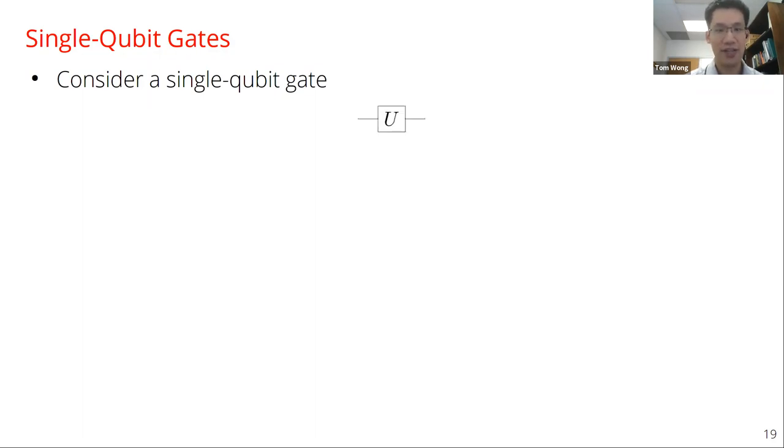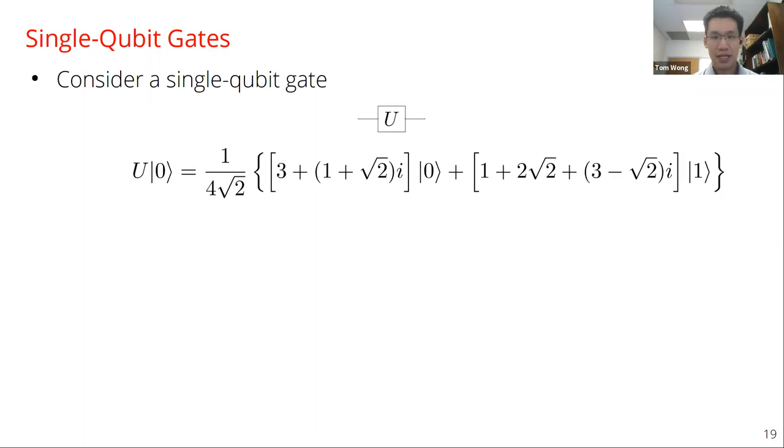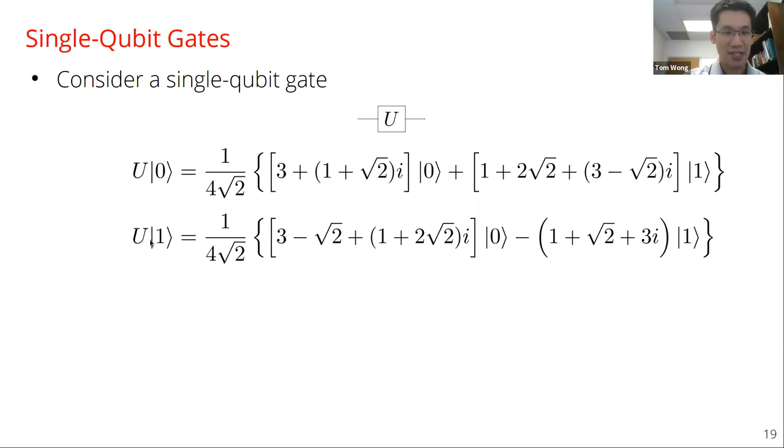Let's say we have a single qubit gate, capital U, which is going to be a quantum gate, a unitary, that acts on zero like this. When it acts on zero, it gives you this wild combination of 0 and 1. And when it acts on 1, it gives you this other combination of 0 and 1. So this isn't like a nice Hadamard gate or something, right? This is something a little bit more complicated.